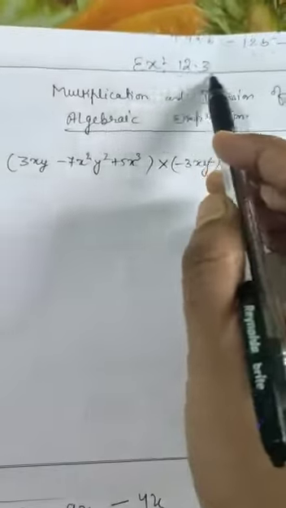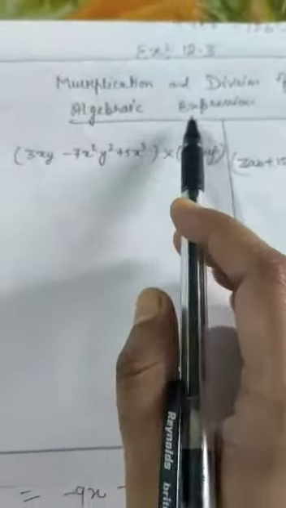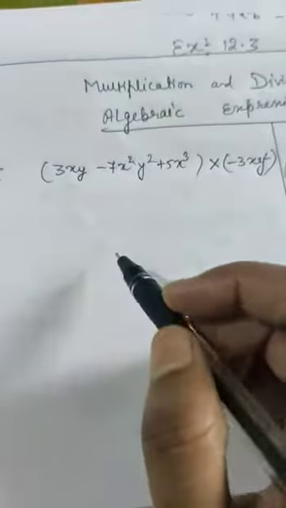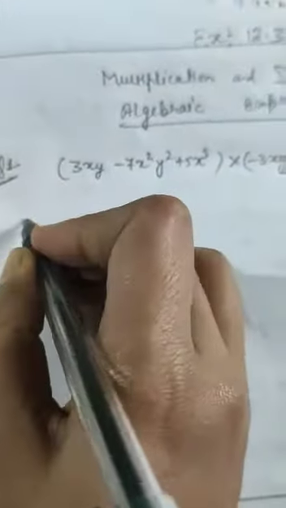Let's begin exercise 12.3 today. Multiplication and division of algebraic expressions. How to multiply and how to divide two algebraic expressions. Suppose this expression we have to multiply with this. So how will we multiply with this?